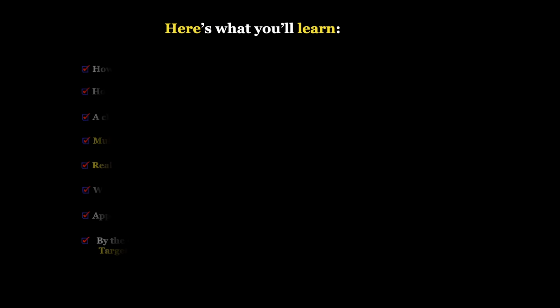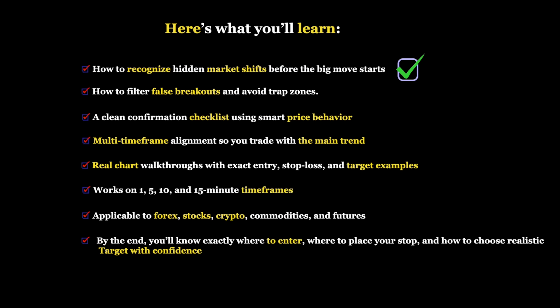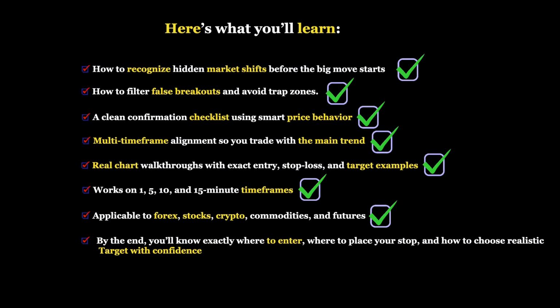Here's what you'll learn: how to recognize hidden market shifts before the big move starts, how to filter false breakouts and avoid trap zones, a clean confirmation checklist using smart price behavior, multi-timeframe alignment so you trade with the main trend, real chart walkthroughs with exact entry, stop loss and target examples, works on 1, 5, 10 and 15-minute timeframes, applicable to forex, stocks, crypto, commodities and futures. By the end, you'll know exactly where to enter, where to place your stop and how to choose realistic targets with confidence.